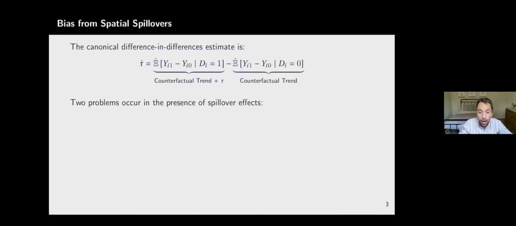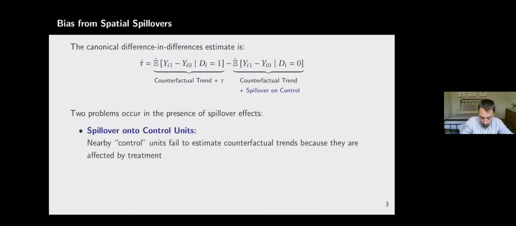But I'm going to show you that two problems occur in the presence of spillover effects. First, spillover effects on the control units. Nearby control units are no longer going to estimate the counterfactual trend because they're actually affected by treatment. So this second difference, the change in outcomes among the control units, is going to pick up the counterfactual trend that would exist in the complete absence of treatment, as well as the spillover effects. If the control counties have positive employment gains because of the Amazon shipping center in nearby treated counties, this change in outcomes is going to be estimated too large. When you subtract away that second difference, the spillover effect is subtracted from our estimate of tau. That's the first source of bias.